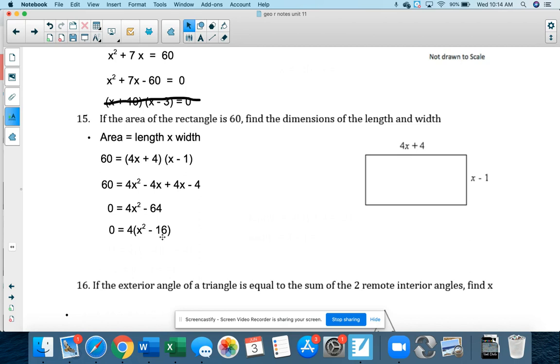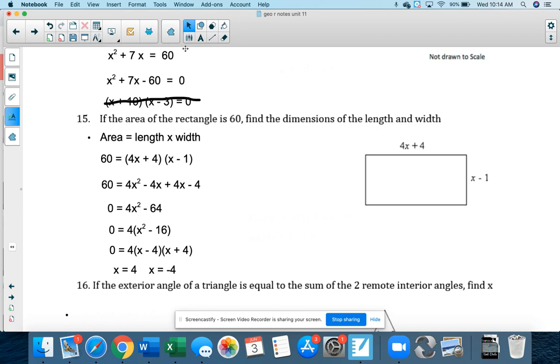Remember, it's going to be x minus 4 and x plus 4. So the 4 is hanging out in front, and the two factors are x minus 4, x plus 4. I then take each of these factors, you ignore the 4 in front, and set each equal to 0, and that just results in x equals 4 and x equals negative 4.